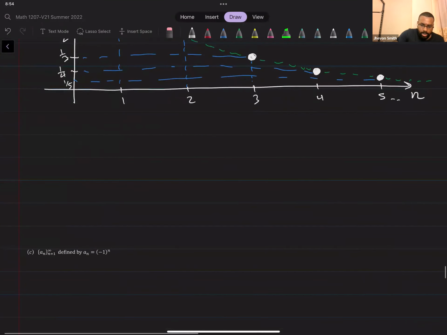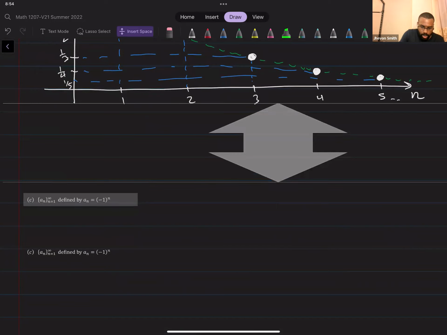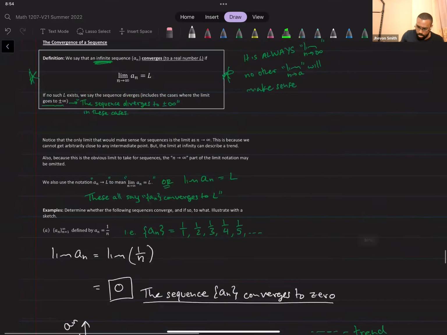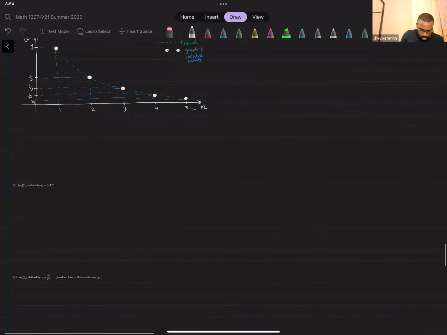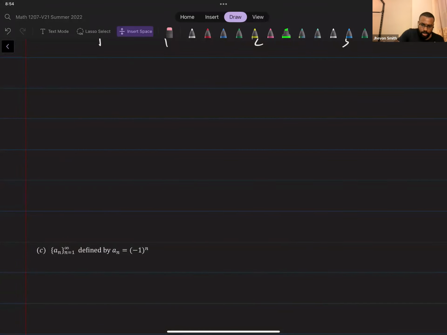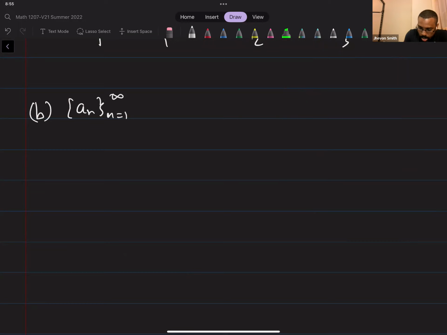Now, what if I talk about this sequence here? That says C. There was another example, B. I don't know where it went, but let me actually write it in. So my example for B was just the sequence n, and n goes from 1 to infinity, given by a_n equals n.